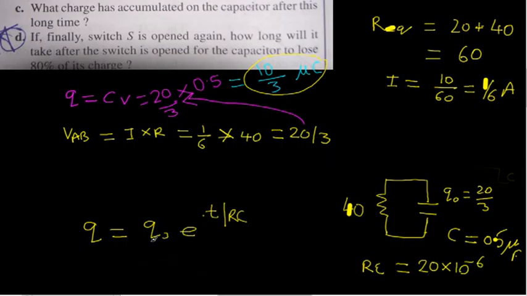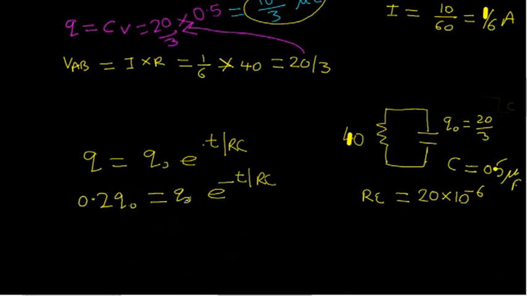Okay, that is RC. Now Q is equal to Q naught. We need to find out 80% discharge, means remaining charge will be 0.2 Q naught. 0.2 Q naught will be equal to Q naught e to the power minus t by RC. We already know RC value. Q naught will get cancelled.